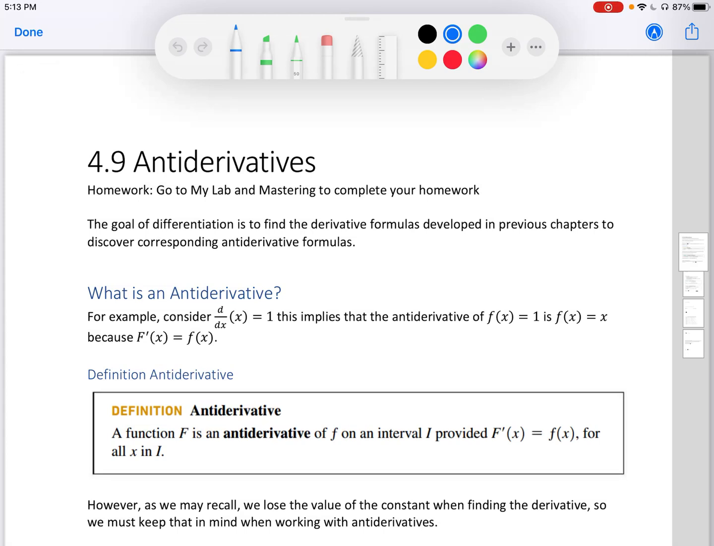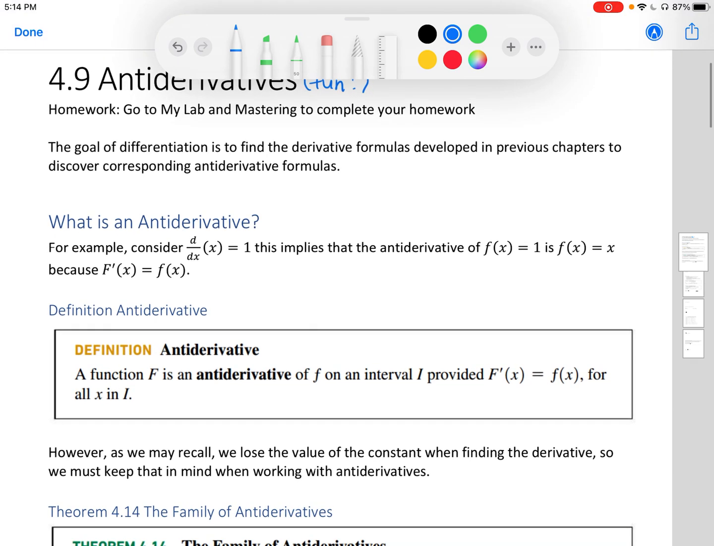Hi, let's go over our next section, 4.9 Antiderivatives. This is going to be a fun section. Plus, it's also going to prepare us for our next chapter, and for you, this also means for the next class. All right, our goal of differentiation is to find the derivative formula developed in previous chapters to discover corresponding antiderivative formulas. So, what is an antiderivative?